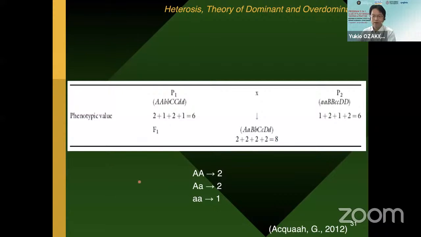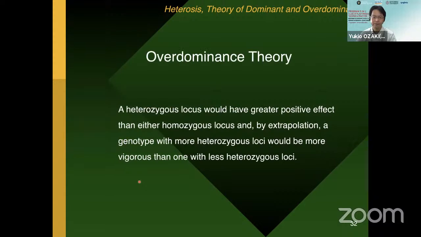Because the homozygous and the heterozygous dominant states both contribute 2 units to the phenotype, the result is that the F1 would be more productive than either parent. The phenomenon of a heterozygote being superior to the best performing homozygote is called overdominance, not dominance, but overdominance. Heterozygosity per se is assumed to be responsible for heterosis.